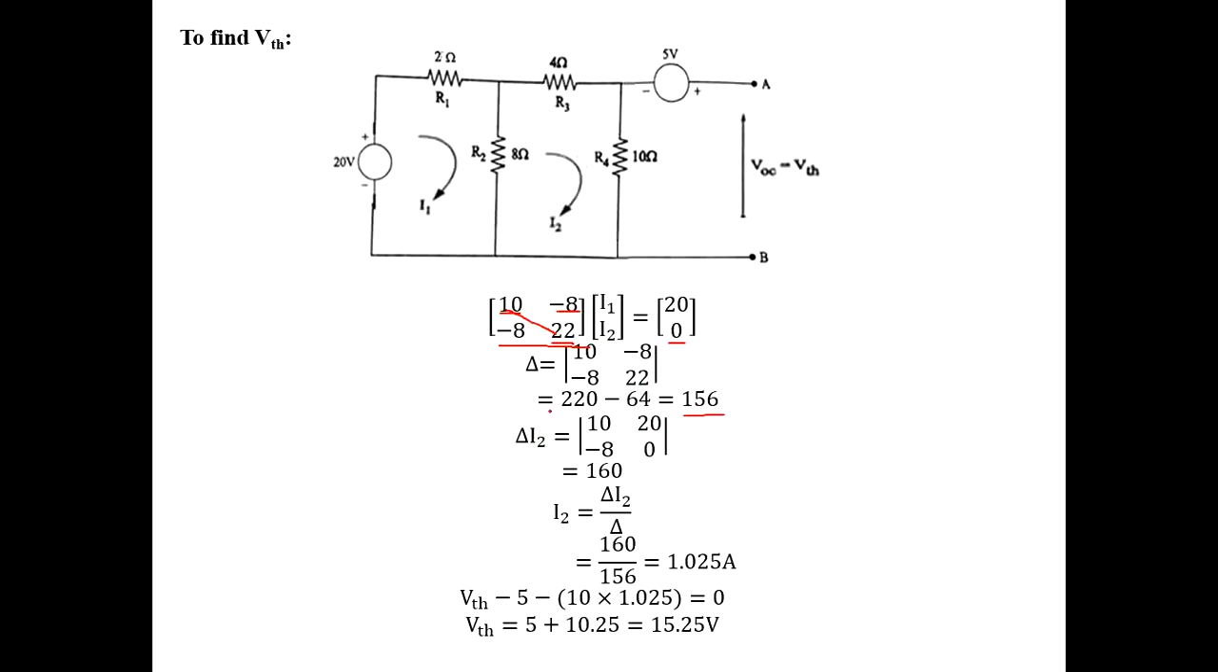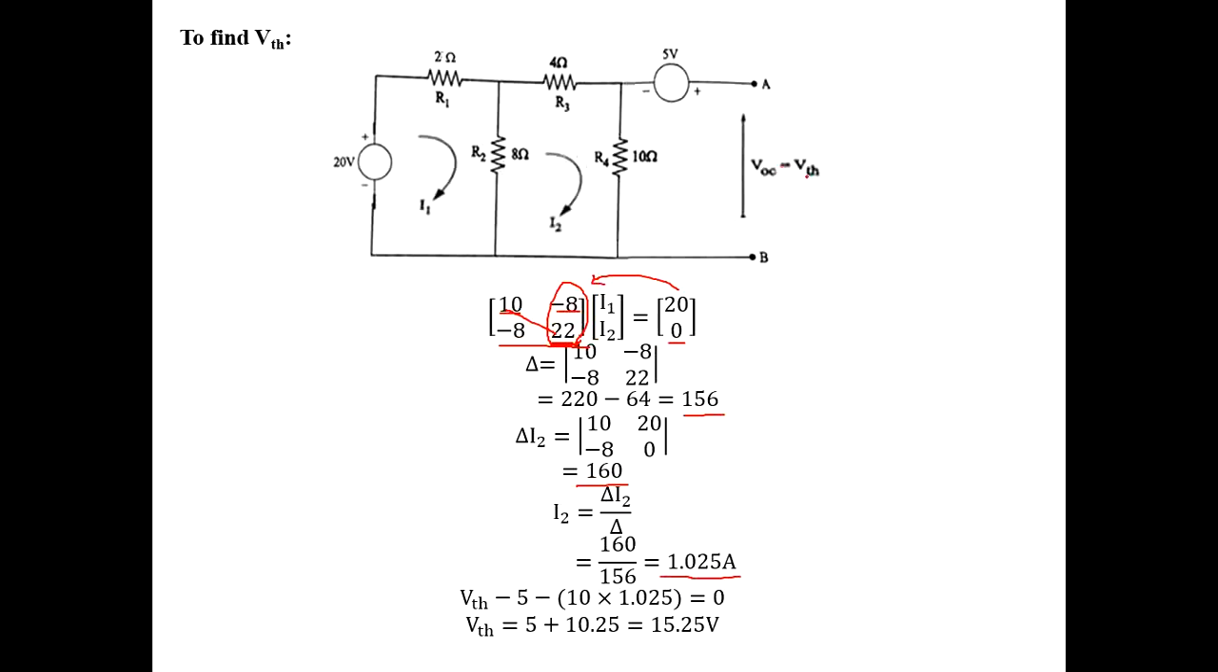Next we have to calculate the delta I2. To calculate delta I2, we just have to replace the second column by this voltage value. Then we got the answer 160. By using Cramer's rule, we know that I2 is equal to delta I2 divided by delta. Just substitute the values and we got the answer 1.025 ampere.